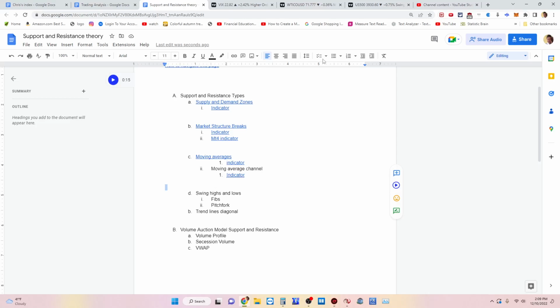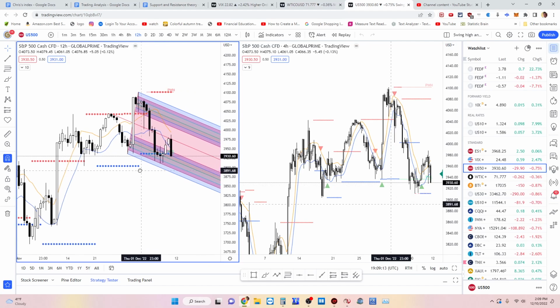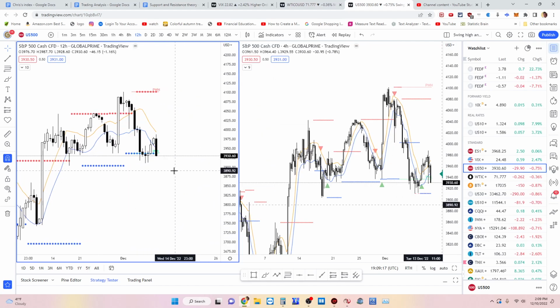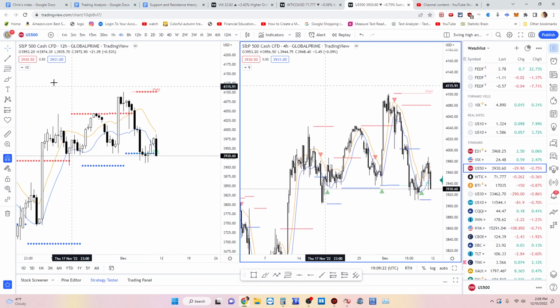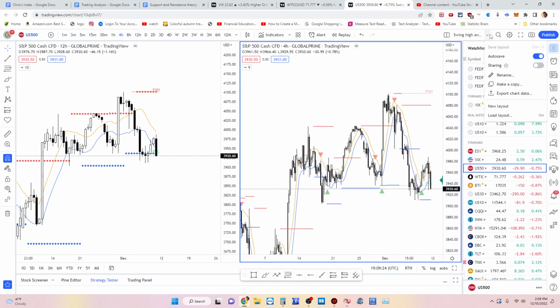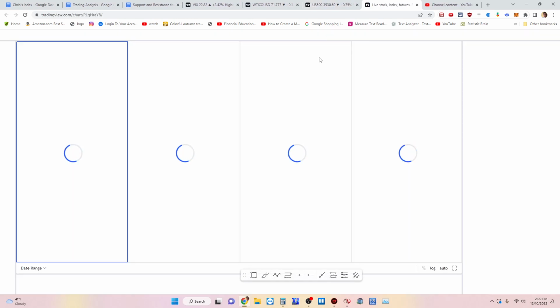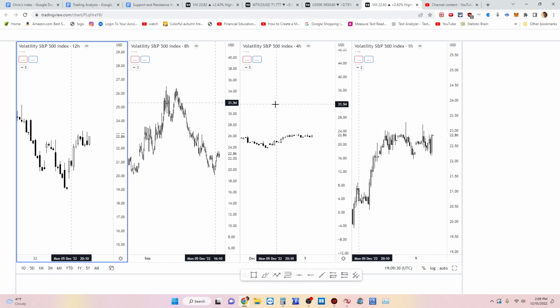For swing highs and lows are interesting just because they're somewhat subjective in some ways. But usually I like to use a couple indicators. One is called a higher order block, I think that's what it's called.